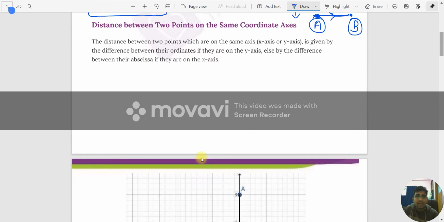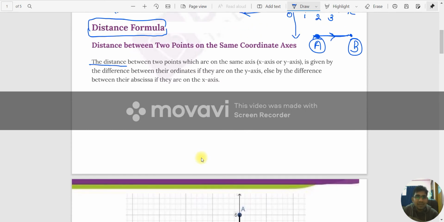So we will go here. First of all, the distance between 2 points which are on the same axis, x-axis or y-axis, is given by the difference between their coordinates. So first of all, understand what is being said here.